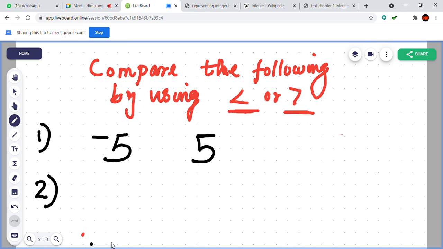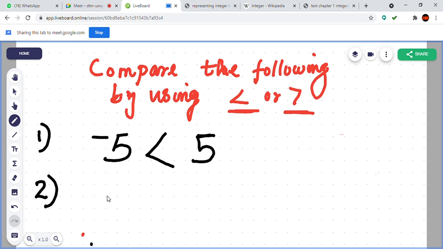Maria Sabu. No. What did I say, Anthony? You just copy only. If I call your name, then only on your mic. Maria Sabu, can you say the answer? Miss, +5. Which is the symbol in between? Less than. Okay, -5 less than +5. So this symbol we can use.